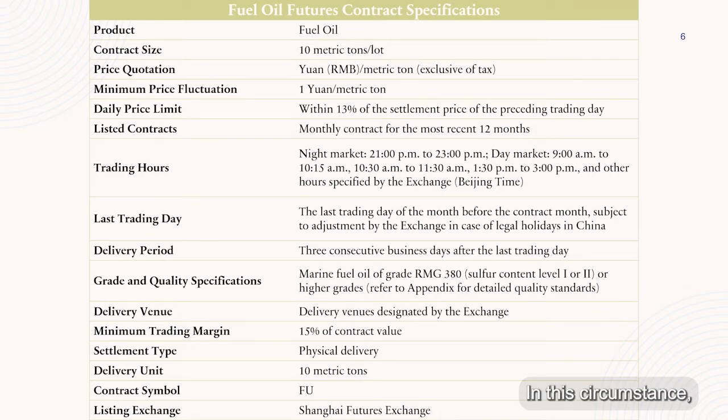In this circumstance, the grade and quality of delivered fuel oil also need to be paid attention to. Throughout the contract, your greatest concern should be the minimum trading margin, which is 15% of the contract value. For instance, if the contract value is 1,000 yuan and your margin account has more than 150 yuan, you will be allowed to trade these futures.